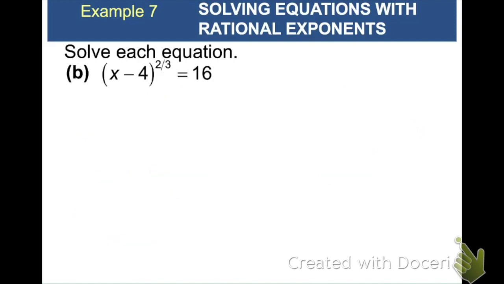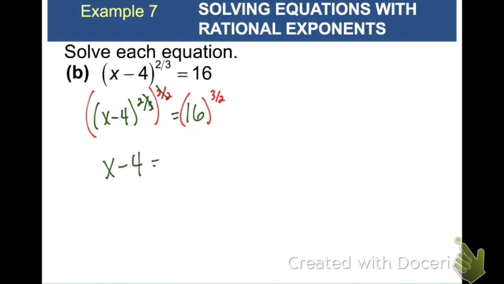This problem is similar to our last one. So we're going to raise each side to the 3/2 because that will cancel out our 2/3 exponent. Now, anytime that we have an even root that we're raising a power to here, so in this case our denominator was a 2, so that would have been an even root, we need to use a plus minus for the number that we get. So 16 to the 3/2 is going to be plus minus 64.